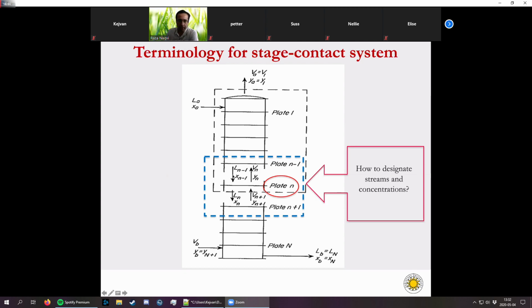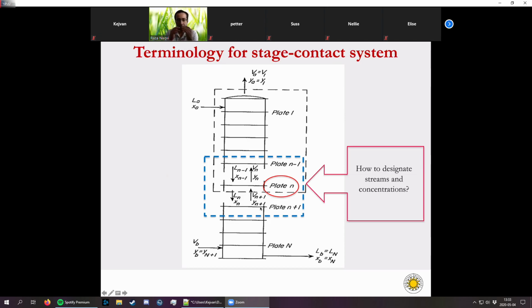There will be one liquid which is also coming to plate N, and it will be coming from the top plate or above plate. So we name the liquid phase in terms of L. Since this liquid phase is entering from plate N minus 1, it will be Ln minus 1. And we denote the mole fraction of that particular component in the liquid phase as X, so we can call it Xn minus 1. So this will be the liquid that is entering plate N, and this will be the vapor that is entering plate N.